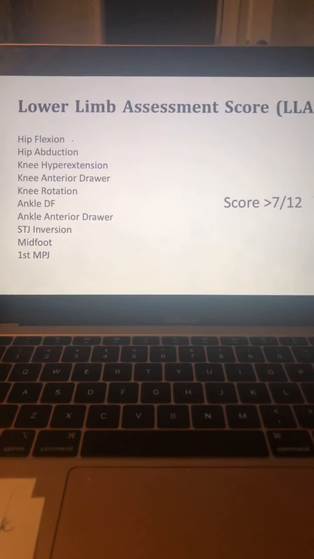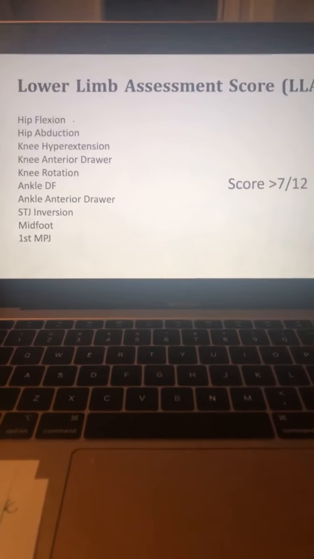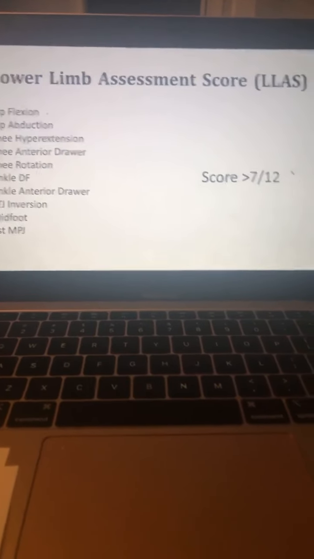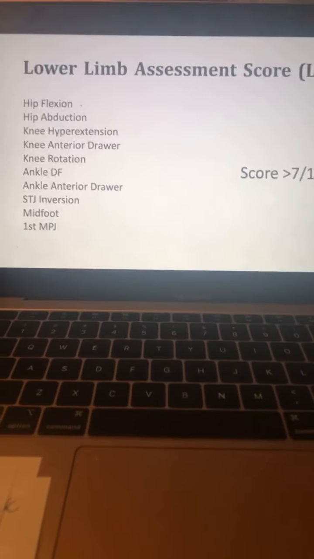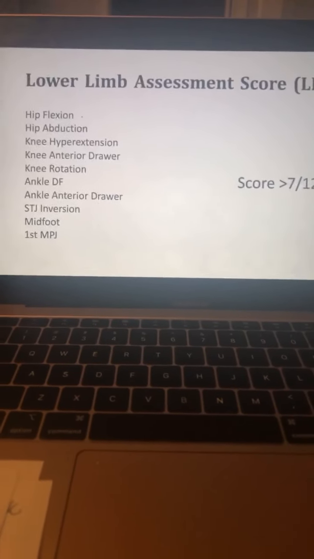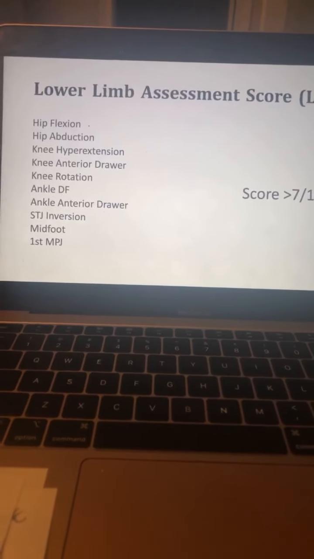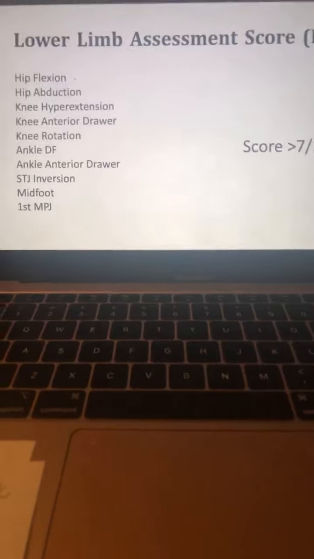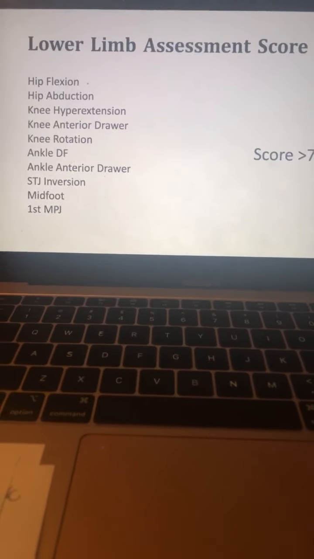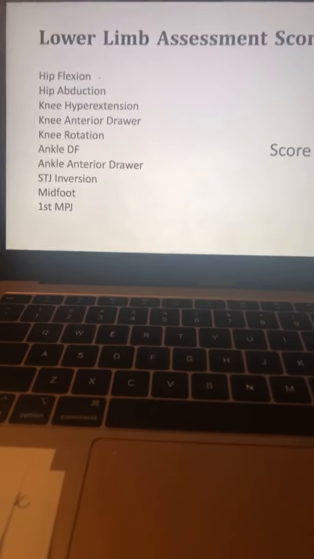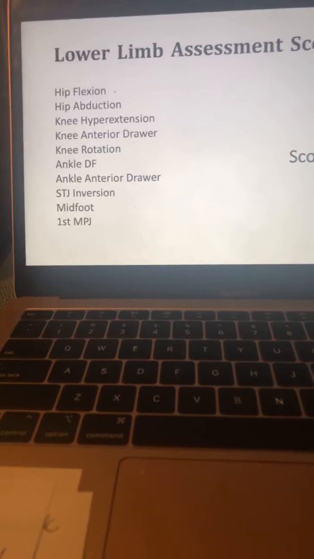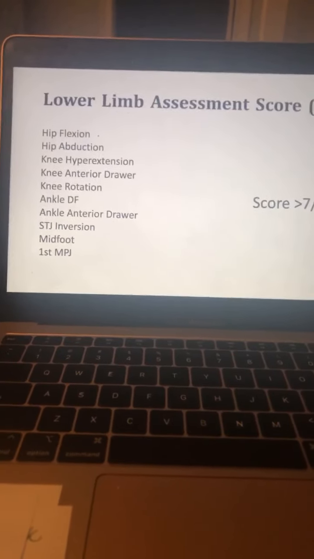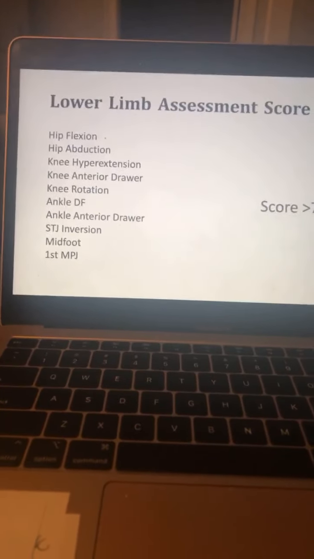So you're, of course, looking at hip flexion, hip abduction. You're looking at the knee, hyperextension, anterior drawer. If you don't know what that is, that's an ACL test where you essentially take the tibia and try to translate it forward. It's a screen for ACL injuries. Then knee rotation, ankle dorsiflexion, ankle anterior drawer. It's very similar: ankle anterior drawer is an ankle ligament test where you're essentially pulling the talus forward, or the foot forward, relative to the tibia. Of course, inversion, midfoot, and first MPJ. So you're scoring all of those, and a score that is equal to or greater than 7 would be quote-unquote hypermobility.